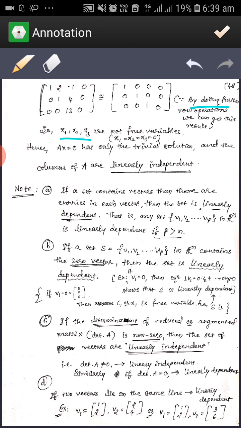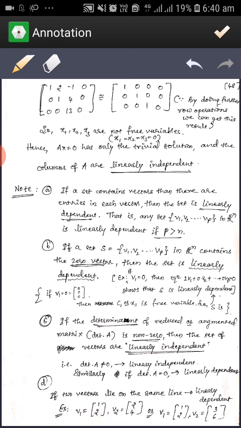In that case, all three of x1, x2, x3 are 0, and the upper values also we got as 0. So after doing the row operations, we can say that the columns of the matrix are linearly independent, because all the variables x1, x2, x3 are 0. Now there are some important points to remember while doing the problems.